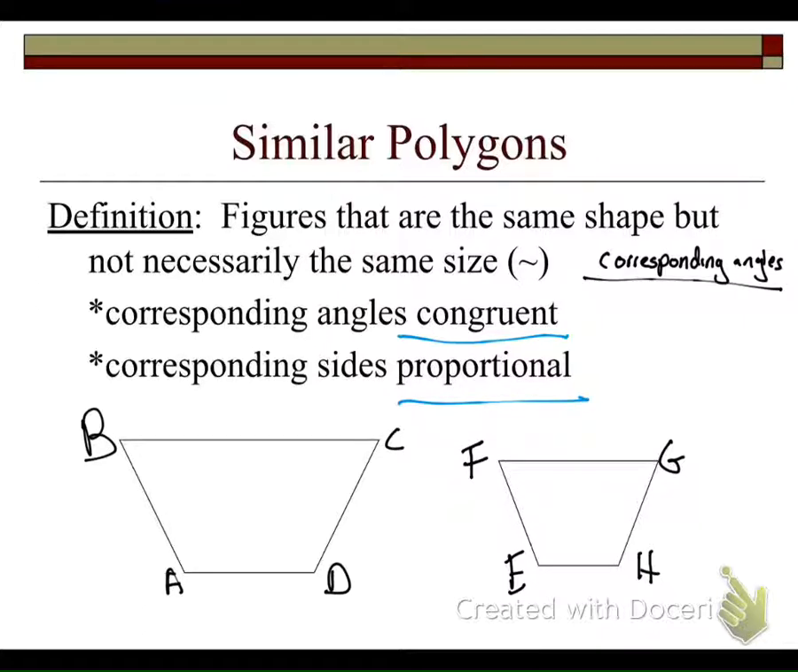So we see that angle A is congruent to which other angle? So A is going to be congruent to angle E. We see that angle B is congruent to which one? Angle F. We have angle C, which is congruent to angle G. And we have angle D, which is congruent to angle H. Thank you.